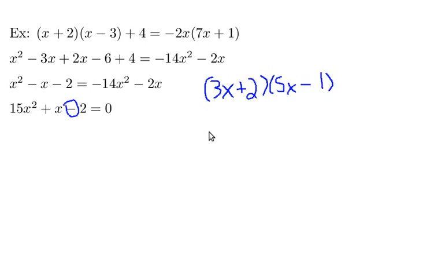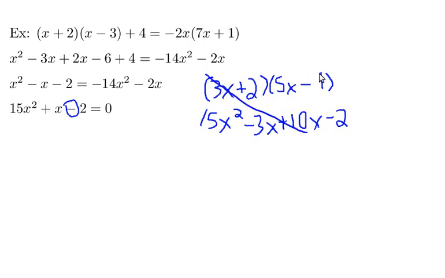So, let's go ahead and multiply this out. Check it, see if it works. 15x squared, we knew that was going to work. And then 3x times negative 1, so negative 3x, plus 10x, minus 2. That doesn't work because negative 3x plus 10x gives us 7x, and we want to get 1x. So that particular solution does not work. Let's try another combination of those numbers.